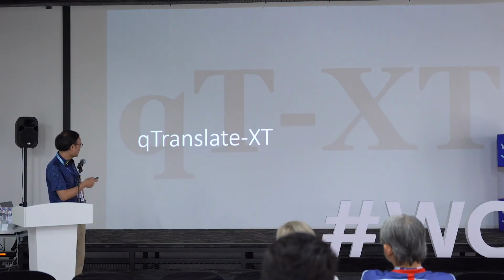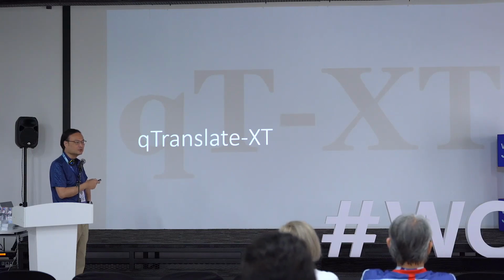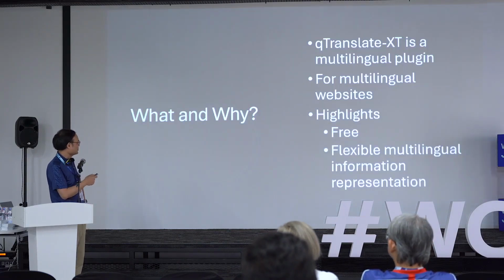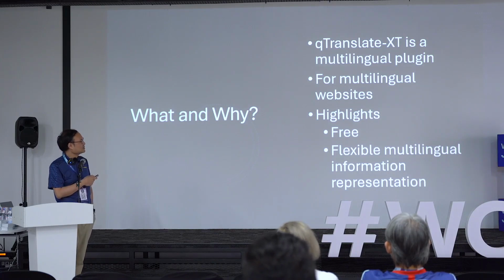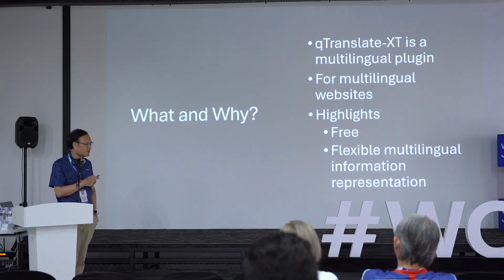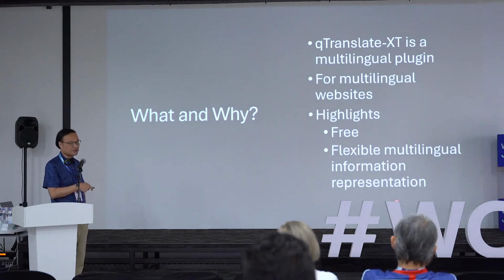Okay, the last one will be Q-Translate XT. Originally, I wanted to talk about how to set up the Malay language, but unfortunately there is not enough time. So maybe we can talk about this when you see me in the corridor. So what is it? Q-Translate XT is a multilingual plugin that lets you build multilingual WordPress websites. The highlight is that it's free, and it has very flexible multilingual information representation.